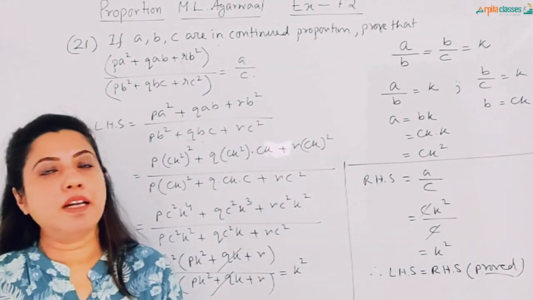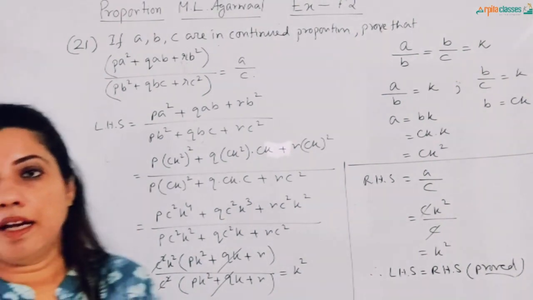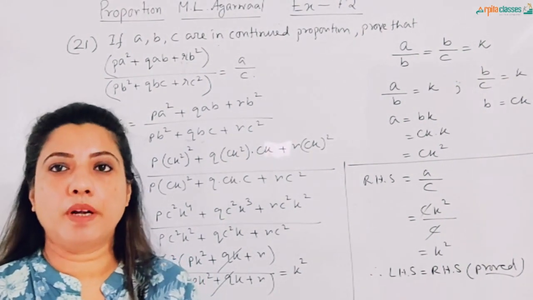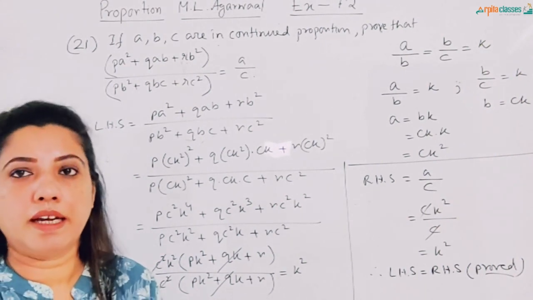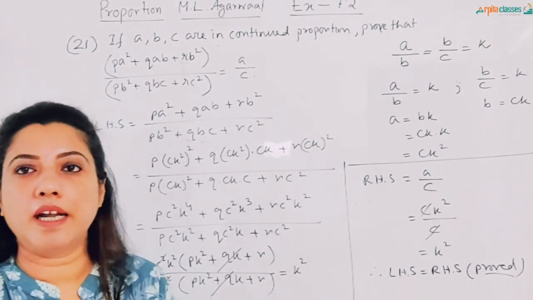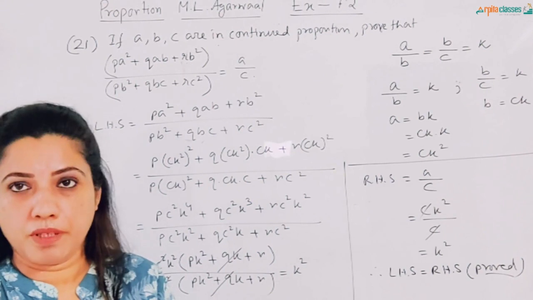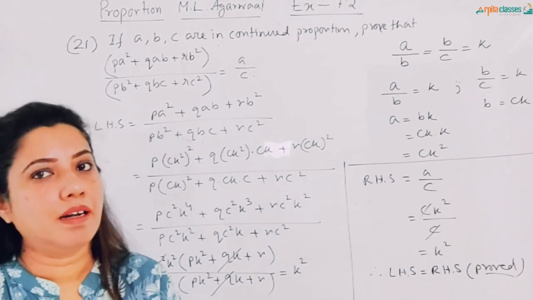So children, we have done till question number 21 today. There are two more questions, 22 and 23, which have sub questions. I think some 5-6 sub questions are there in each question. So there are around 10-20 questions remaining from this chapter, which we are going to cover in the next video.